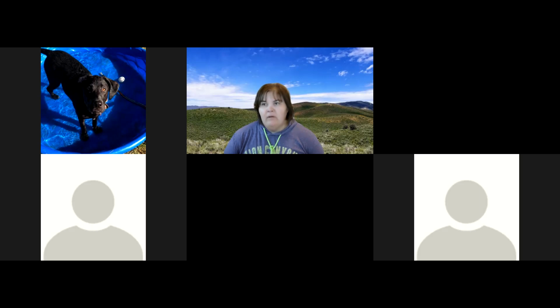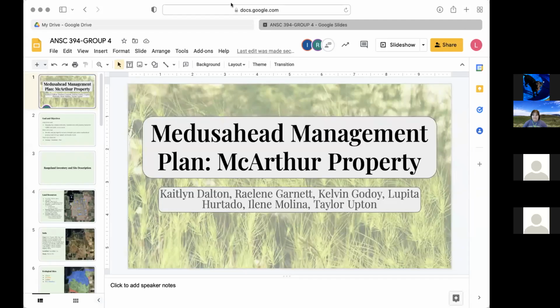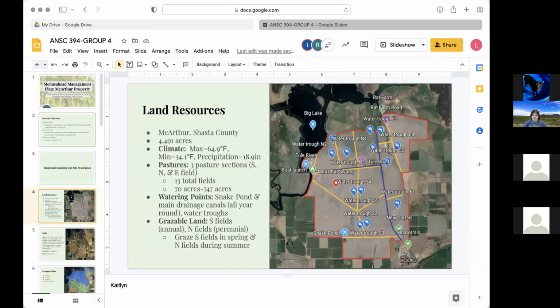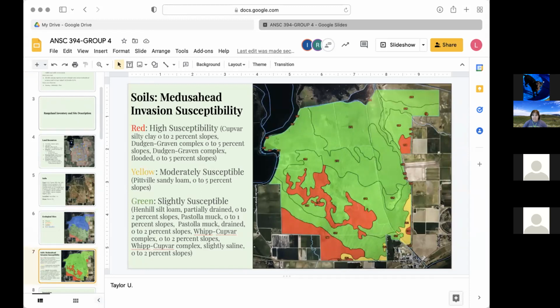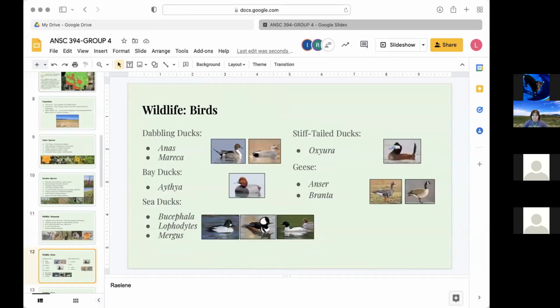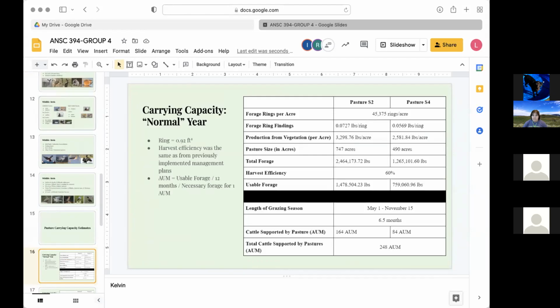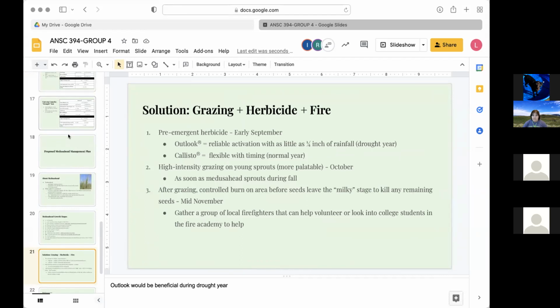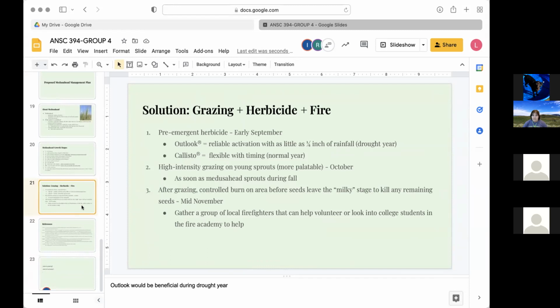Well, okay, can you show me what you have? Yeah, I can share it right now. Okay, go ahead. So I'll just go through all the slides. We have our goals and objectives, and talk about the land, soil. Basically, everything we had on our paper, we just transferred over to our slides. And this is the only slide where we had our one solution, and we're going to talk more about it.